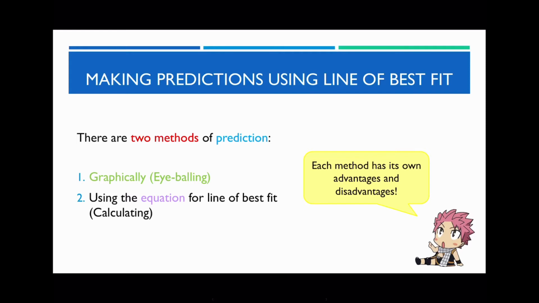Now, each of these methods has its own advantages and disadvantages, and we're going to shortly see what these are. But in essence, just to summarize it, eyeballing it is very inaccurate because it's quite subjective, whereas when you're using the equation, because you are working it out and doing it methodically, this is going to be a lot more accurate, okay?